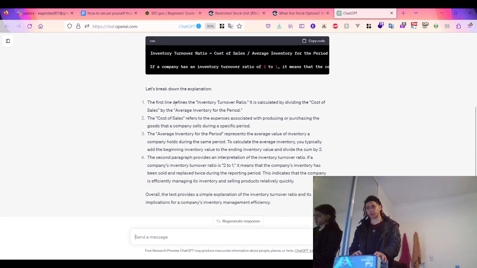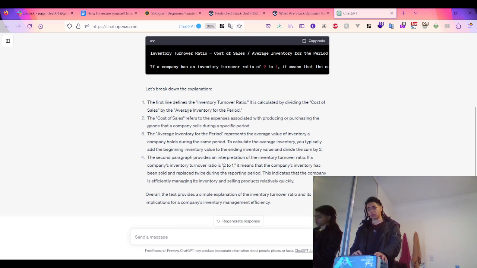Let's break down the explanation. The first line defines that inventory turnover is calculated by dividing the cost of sales. The cost of sales refers to the expense associated with producing or purchasing the goods the company sells during the specific period. The average inventory for the period represents the average value of inventory a company holds during the same period. To calculate the average inventory, you typically add the beginning inventory value and the ending inventory value and divide the sum by 2.